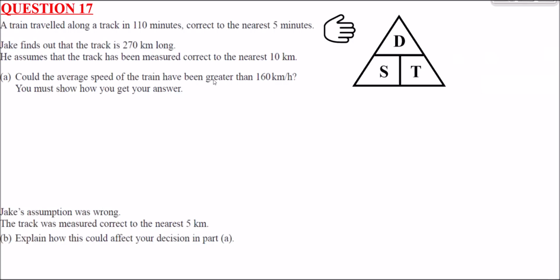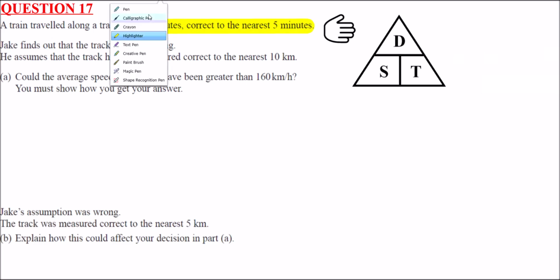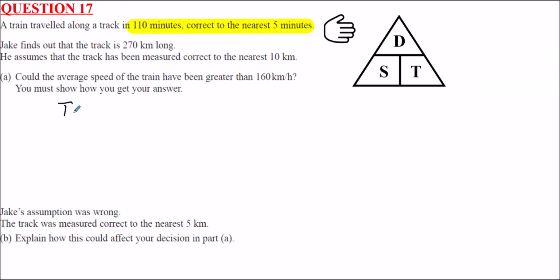The first thing we're told is that the time is 110 minutes correct to the nearest 5 minutes. So let's just think about the time. It's been rounded to the nearest 5 minutes. So the best thing to do here is to think about what the smallest period of time could have been so that it was still rounded to 110 minutes. So what's the smallest amount of time it could be? And the maximum. So what's the time minimum, and what's the time maximum?